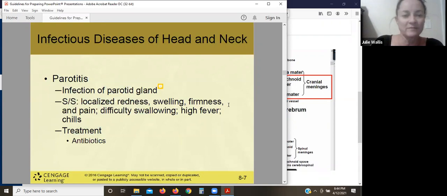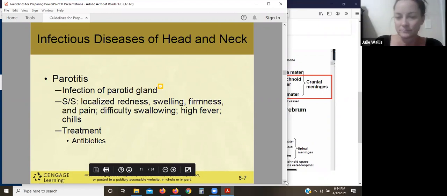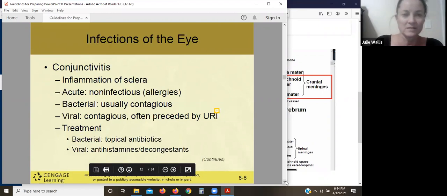Localized redness, swelling, you can just type it in the chat after somebody looks at it to let me know. Localized redness, swelling, firmness and pain, difficulty swallowing, high fever, chills. Because I added a bunch to this slide.